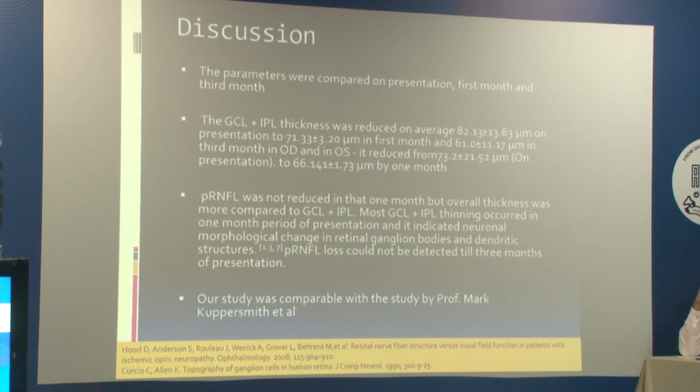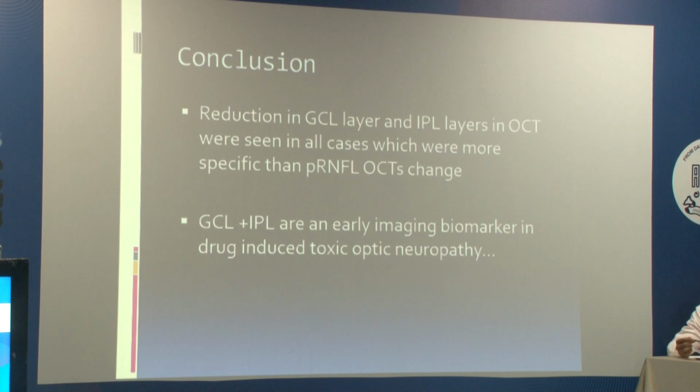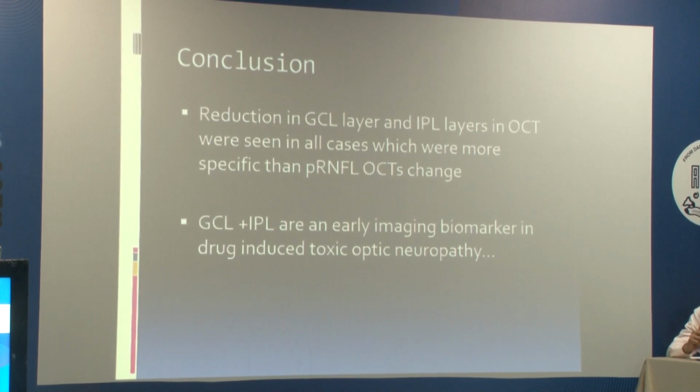Our study was comparable with the study by Professor Mark Cooper-Smith, who has taken both 2D and 3D segmentation in the OCT. Limitation of the study was that it was a small sample size, and to conclude, reduction of GCL layer and IPL layer in OCT was seen in all cases, which was more specific than PRNFL OCT change. GCL and IPL are early imaging biomarkers in this study for drug-induced toxic optic neuropathy.